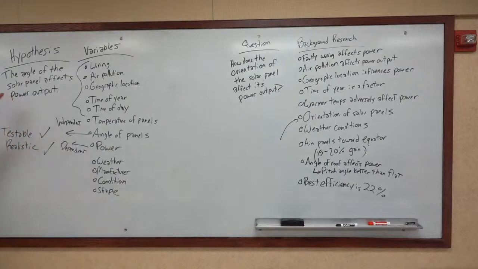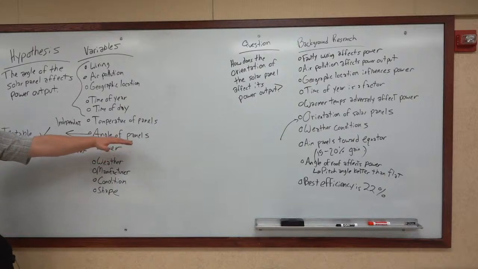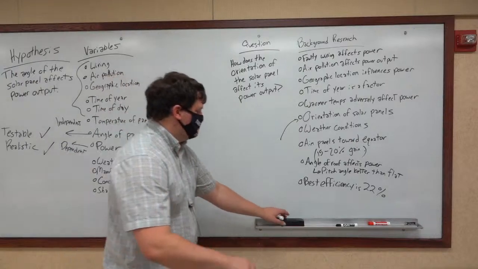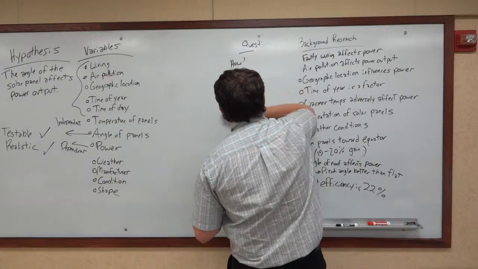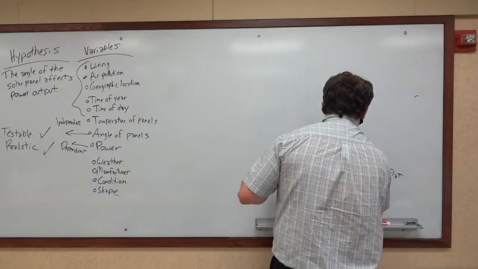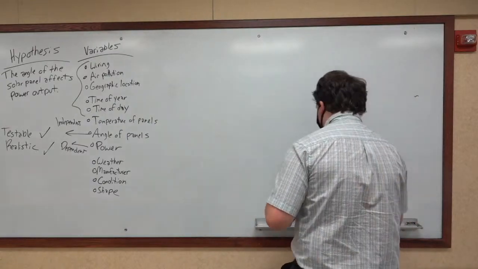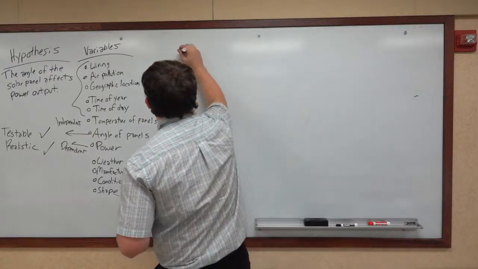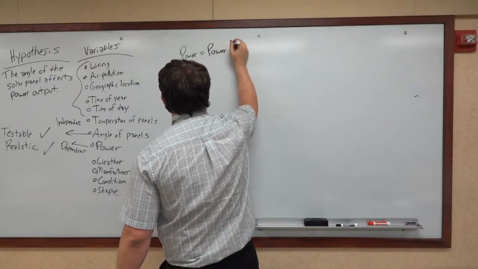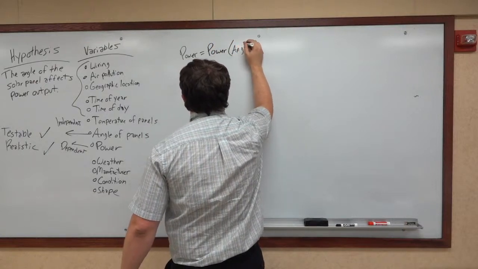So let's go ahead and say, yes, we could probably sit here and come up with more variables all day. Let's take these variables and come up with an experiment. Now, we're trying to determine how this affects this, which means ultimately what we're looking for is a mathematical equation whereby power is given as a function of the angle.